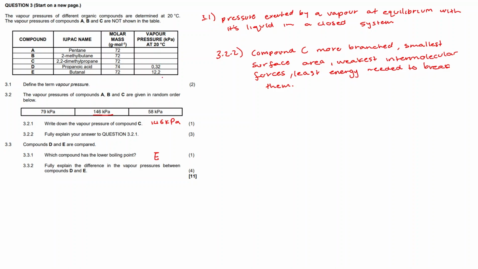Question 3.3.2. Fully explain the difference in vapor pressure between compounds D and E. So, compound D is propanoic acid. Therefore, it has hydrogen bonding, dipole-dipole forces, and London forces in its molecule. Whereas compound E, being butanol, has dipole-dipole forces and London forces only. This means that the intermolecular forces for compound D are a lot stronger than the intermolecular forces for compound E. Compound D then requires more energy in order to overcome or break the intermolecular forces, resulting in the boiling point being higher and the vapor pressure being lower.